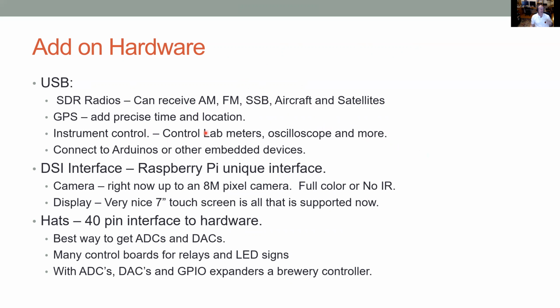You can add on, of course, GPSs to get precise time and location. I have a good friend that actually uses Raspberry Pis and a GPS to be their local time base. And he actually has his entire network down to microseconds of time between the standards by using the GPS control.